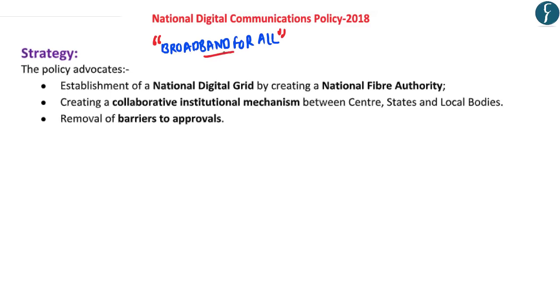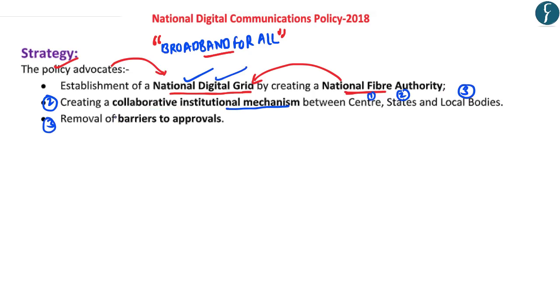In order to provide for broadband connectivity to all the citizens in India, this particular policy advocates for setting up of a national digital grid, and this national digital grid will be created by a new agency called the National Fiber Authority. Further, in order to establish a national digital grid, it provides for a collaborative or cooperative institutional mechanism between the center, state as well as the local bodies in India. And lastly, this particular policy aims at removing all forms of barriers for the approvals which would be required for the establishment of national digital grid.